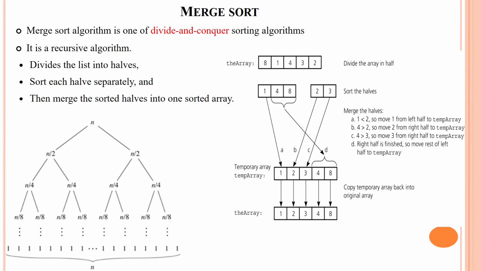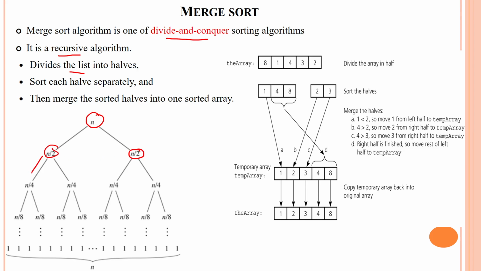Hi, merge sort is one of the sorting methods which applies the divide and conquer algorithm to sort the given array of numbers. This is done using a recursive algorithm which divides the list into two halves. For example, when you take an array of size n, it is divided into n by 2 and n by 2, two halves.